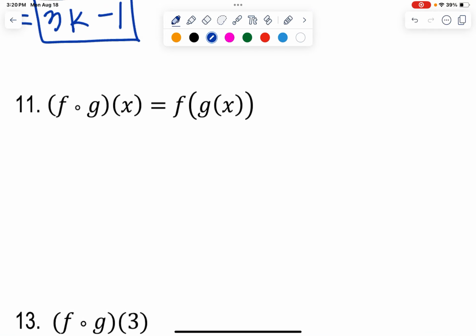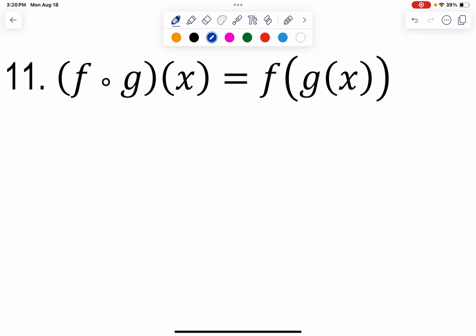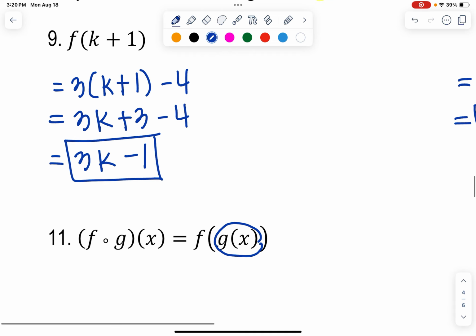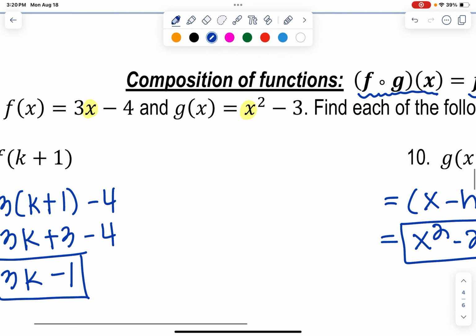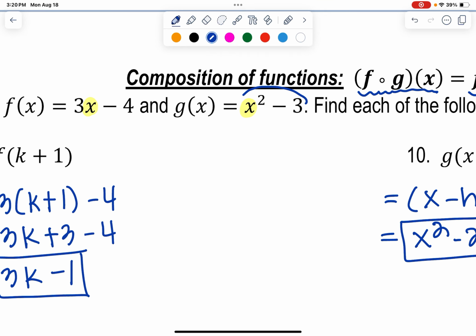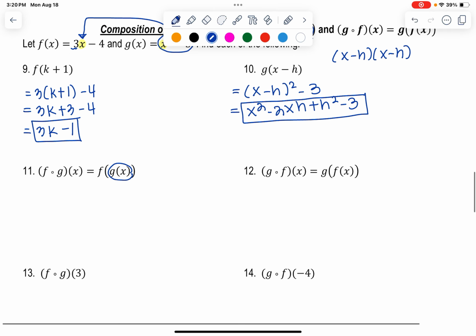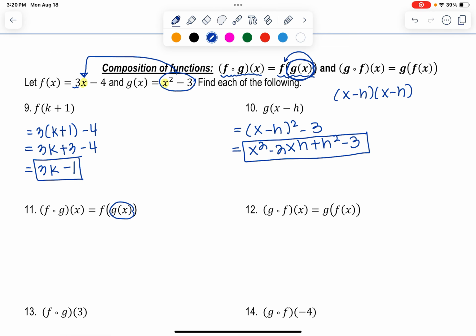All right, so this right here says find f of g of x. So take g and plug it into f. They say the same thing. It doesn't matter which way it's written. So we're going to take the function g, which is right here, and plug it into f wherever we see an x. So we're going to write down this 3. Instead of writing that x, we're going to write x squared minus 3, and then minus 4.